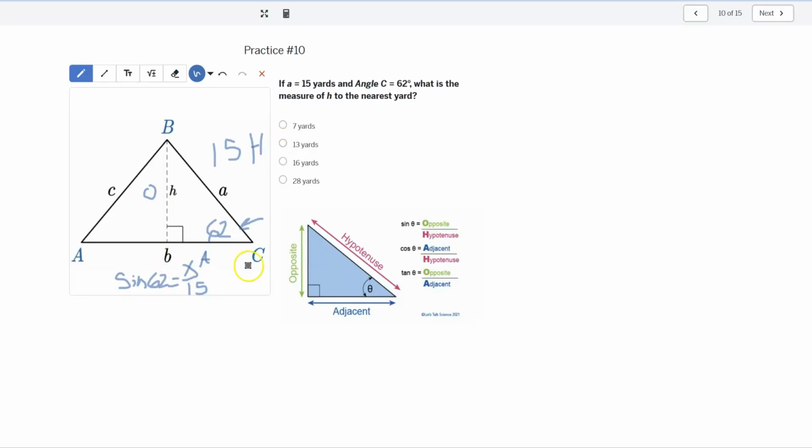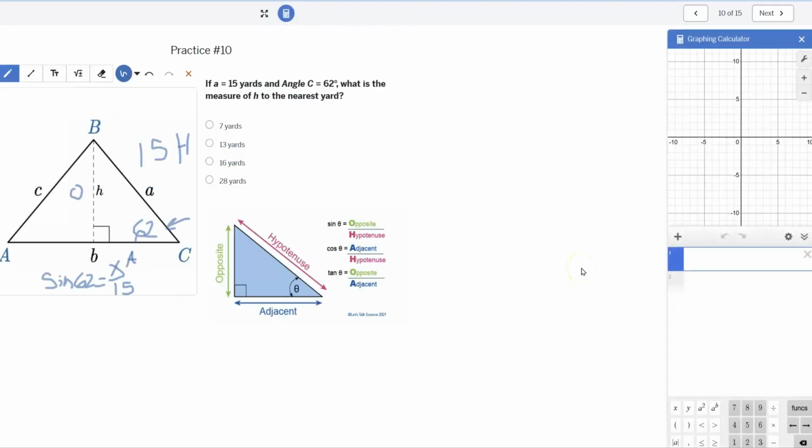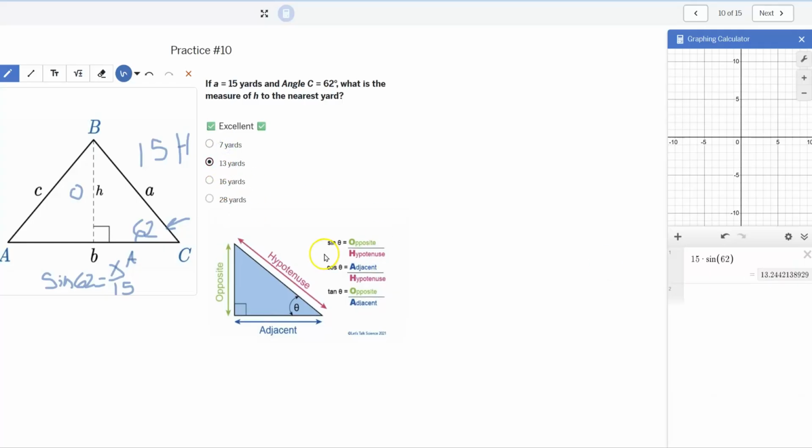Opposite over hypotenuse. Now x is high, so we multiply. So for this one, I'm going to put in my 15, and rather than dividing it, I'm multiplying it by the sine of 62. And I get 13.24. It says to round that to the nearest yard, so I'm going to round that down. You may have options on the test where it's 13 or 14, so make sure you're rounding correctly. Anything less than 5, we round down. 5 or above, we round up. 2 is going to round down. So 13 is our answer there.